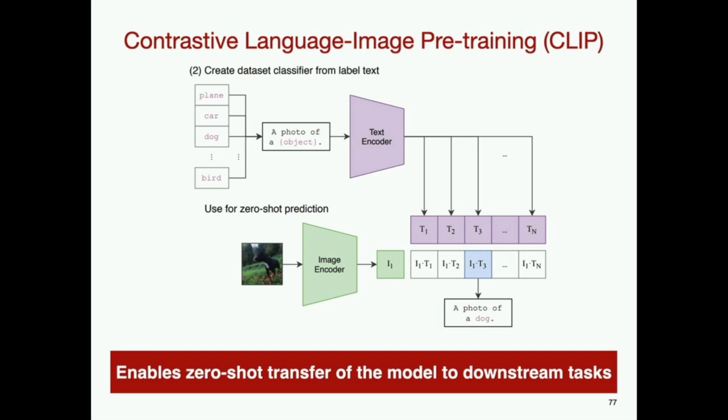And you can see why this is very useful. In contrastive learning, while we didn't need labels per se, we still needed a small fraction to be able to train our linear model. But here, we don't even need that. And we can generalize in a zero-shot manner to a variety of tasks.